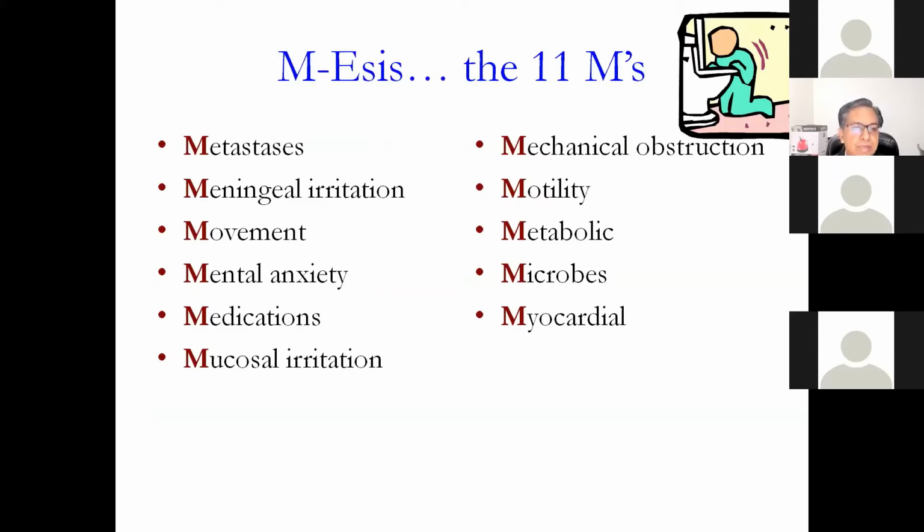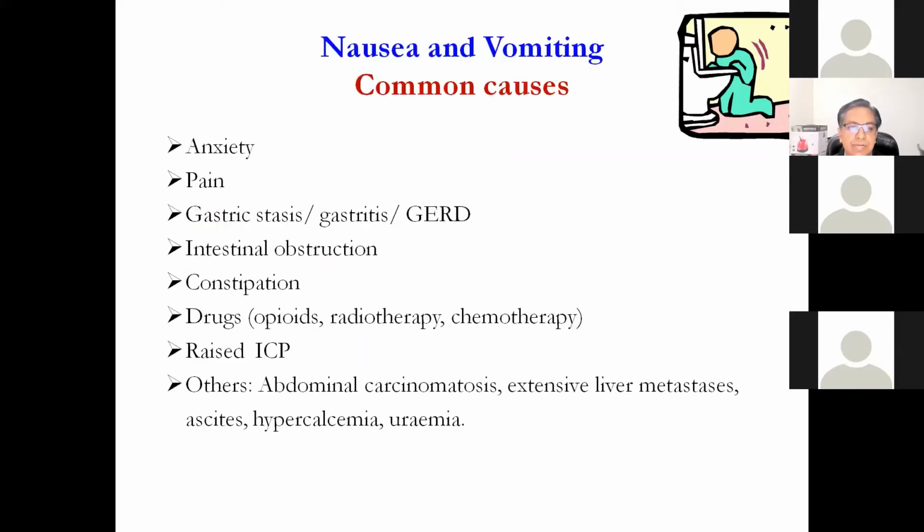So we need to look for the signs of metastasis, the meningeal irritation, the movement-related activities, the mental anxiety, which is an important component in cancer patients, the medications that they are being administered, the irritation of the mucosa, for example, the gastric irritation, the mechanical obstruction that can happen in metastatic cancers or the primary cancers of the GI tract, the motility issues which can happen because of the cancer per se or the drugs that we use, the metabolic abnormalities, the infections, and at times the cardiac dysfunction also.